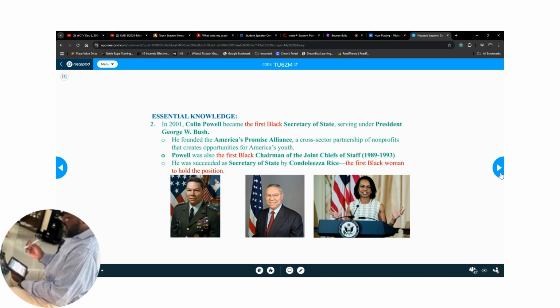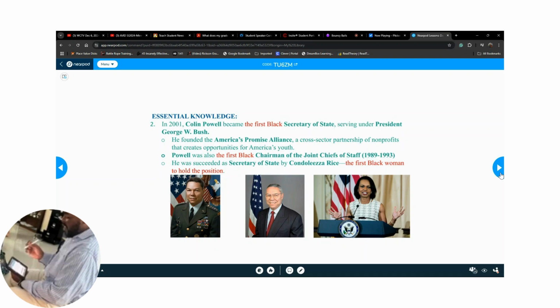Colin Powell, he became the first Black Secretary of State. The Secretary of State is the individual that basically is foreign relations master for the United States, for lack of a better phrase. They're the ones that communicate and talk to other people around the world. Serving under George W. Bush. He also founded the American Promise Alliance. That was a partnership of different nonprofits that created opportunities for American youth. He was also the first Black chairman of the Joint Chiefs of Staff.